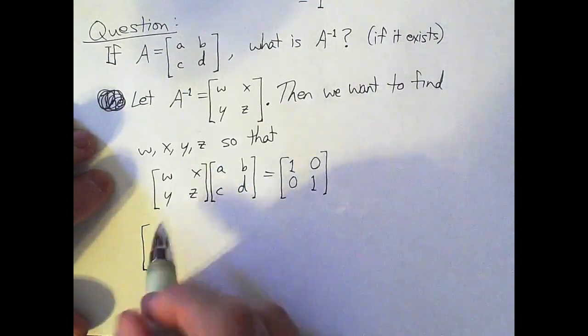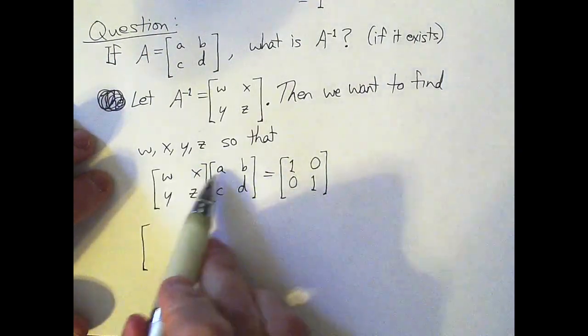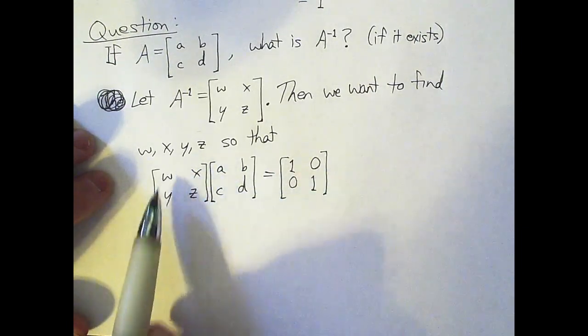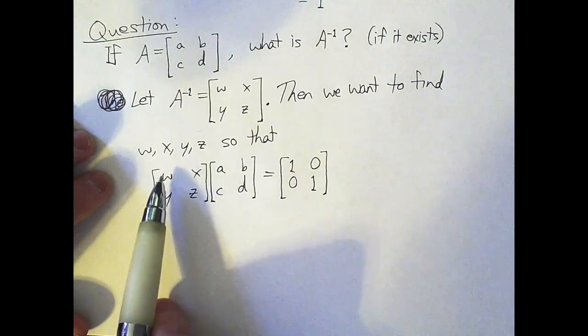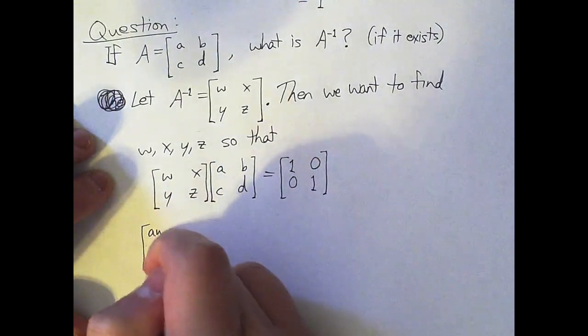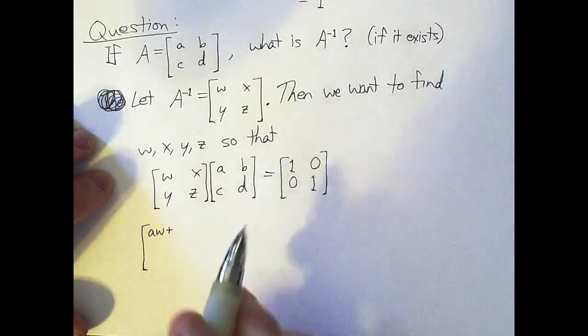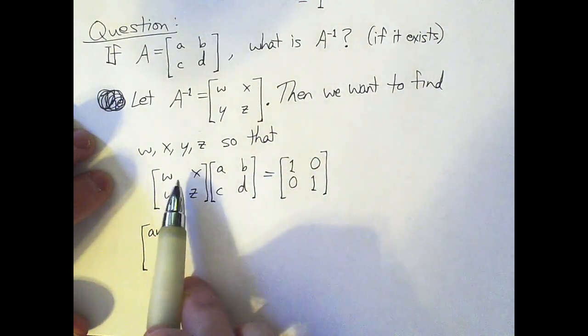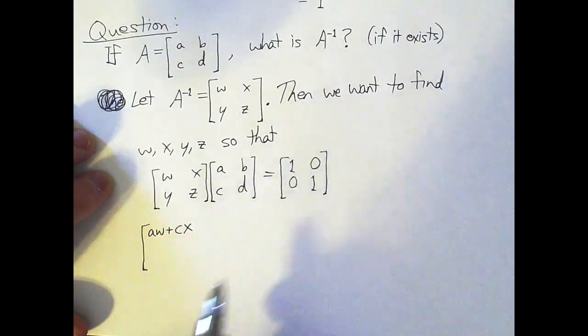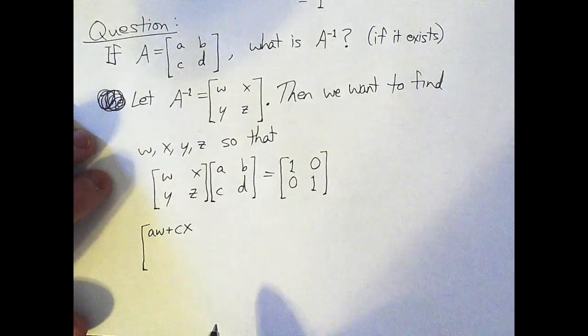I'm going to do that, but I'm going to write each pair in alphabetical order. Here's what I mean. For this upper left entry, we're doing W times A, but I'm going to write it as A times W. And then we do X times C, but I'm going to write it as C times X, just because when you multiply real numbers, it doesn't matter what order you multiply them in. Let's just keep it alphabetical.